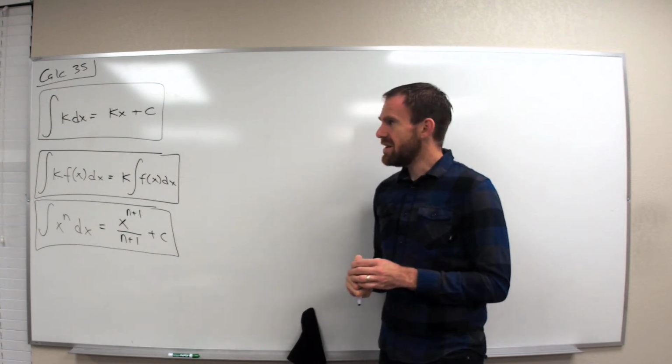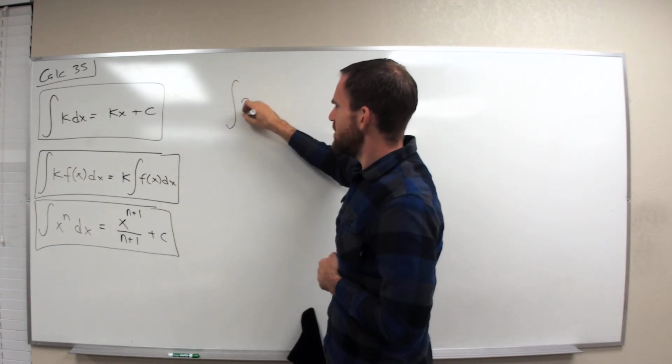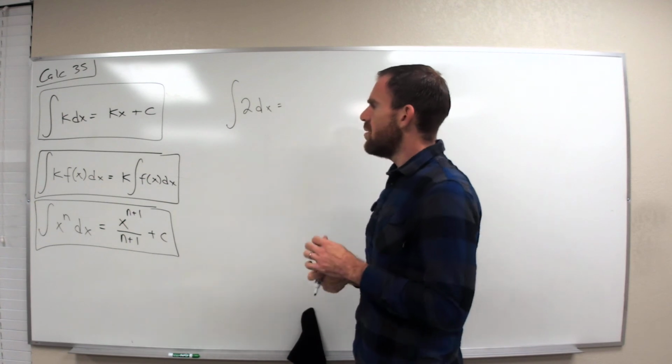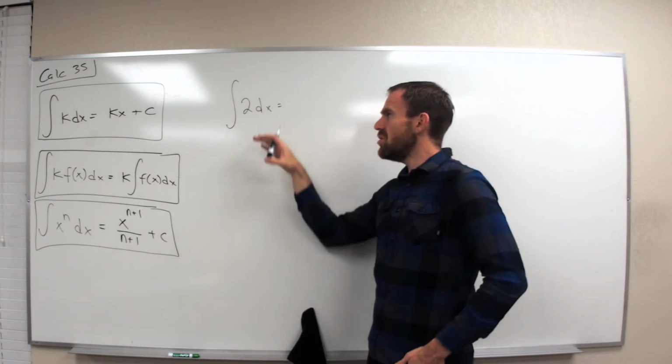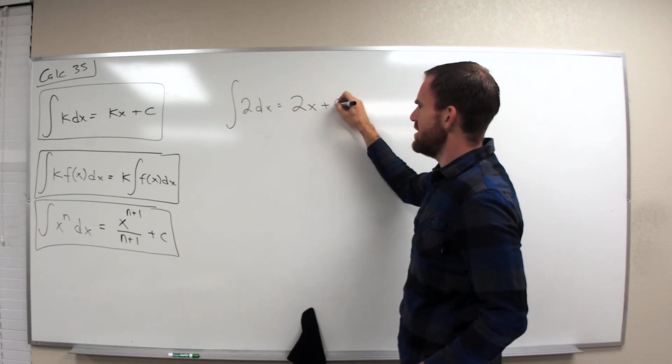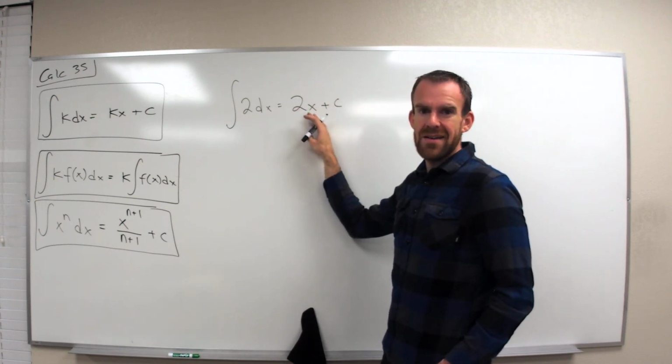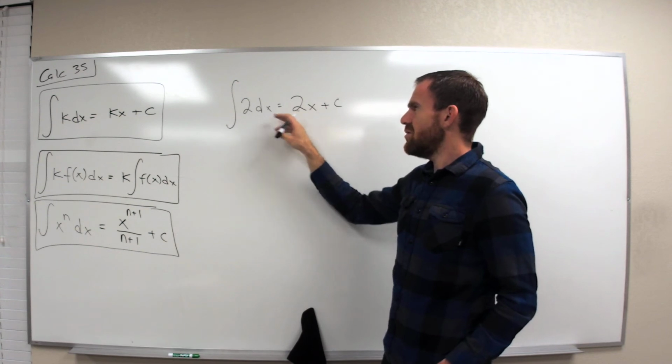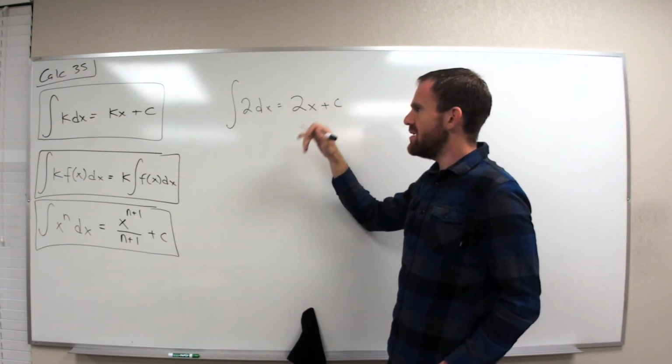So let's start off with an easy one. Let's integrate the constant 2. Well, what function gives us 2 out if we take the derivative? Well, 2x plus c. Why? Because the derivative of x is 1 times 2 is 2. The derivative of a constant is nothing.